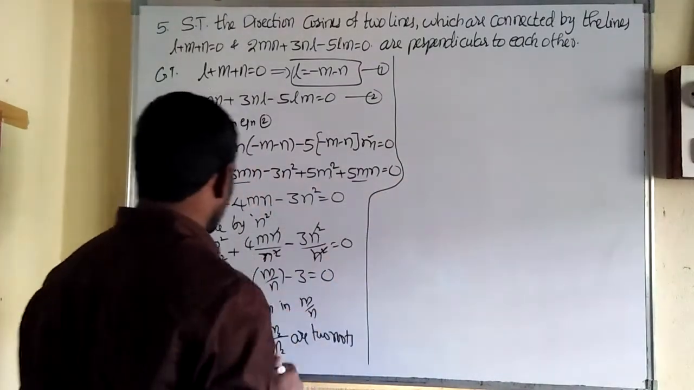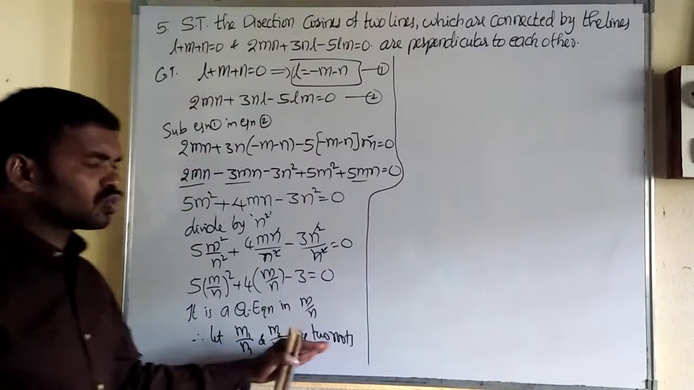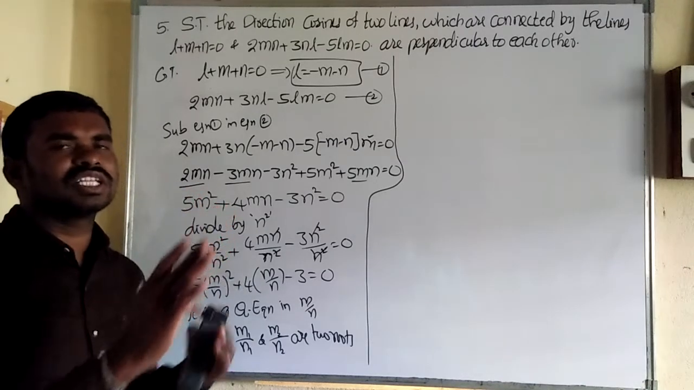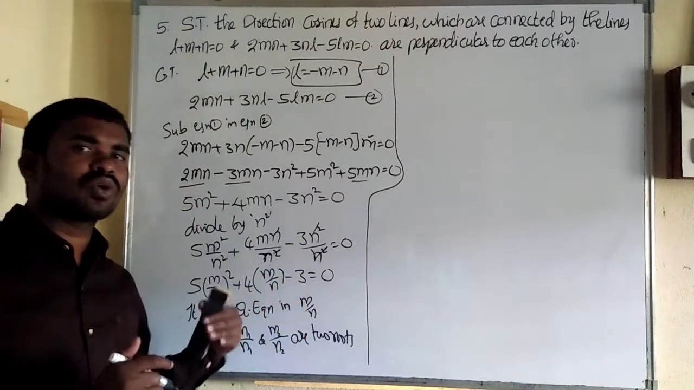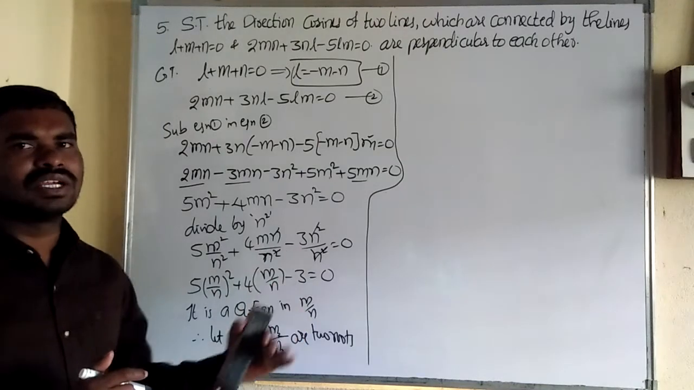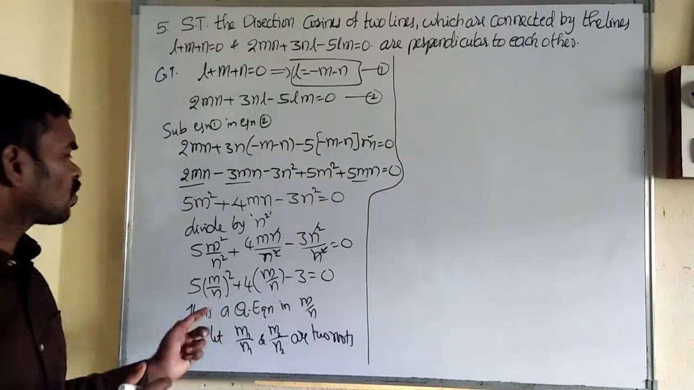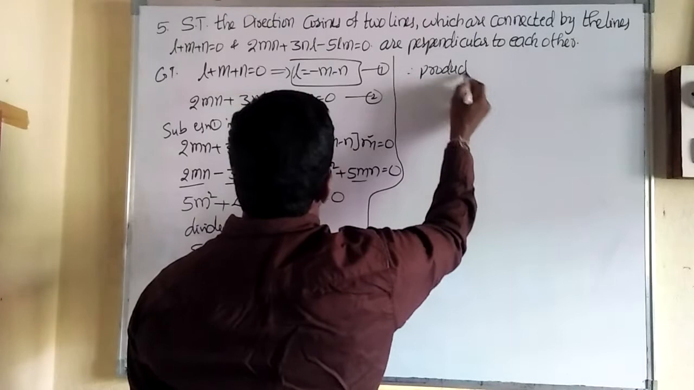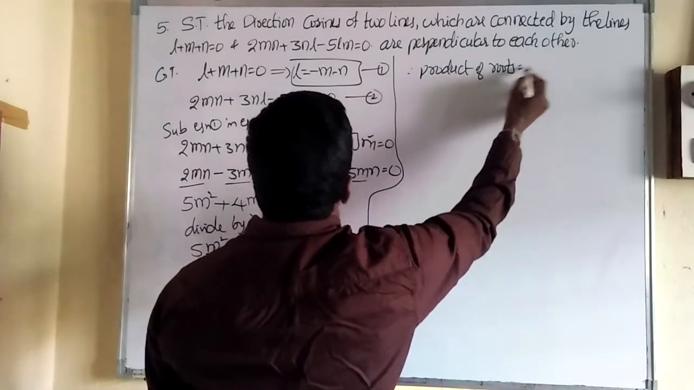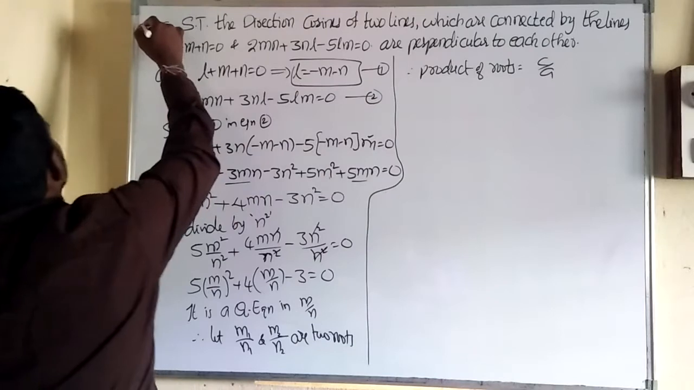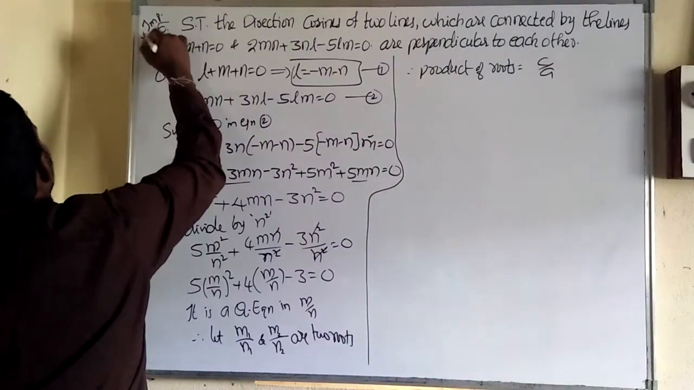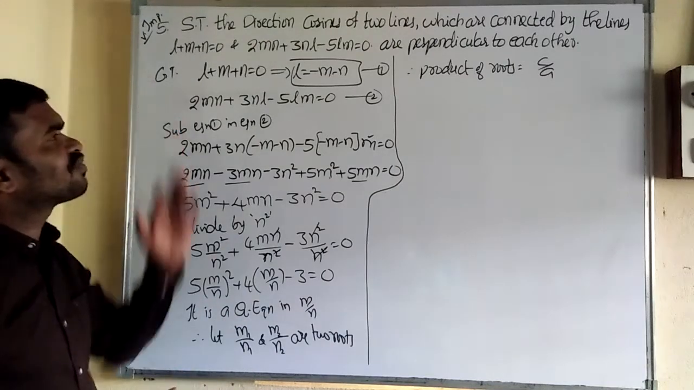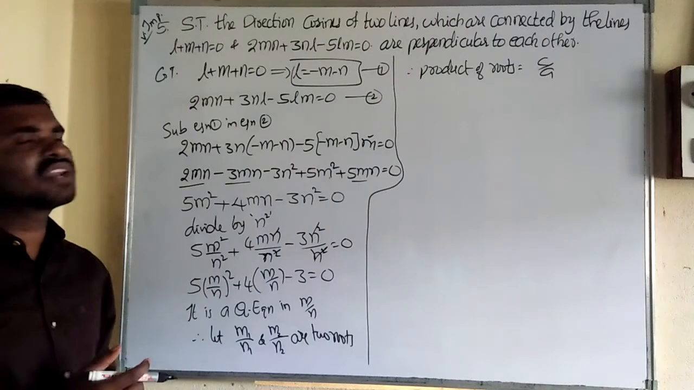If m1/n1 and m2/n2 are the two roots, what is the condition? We have two conditions. One is the sum of the roots, that is -b/a. The second is the product of the roots, that is c/a. I am going to apply the second condition, the product of the roots. This is an important problem. The most important are the first and second, and another important one is the fifth.